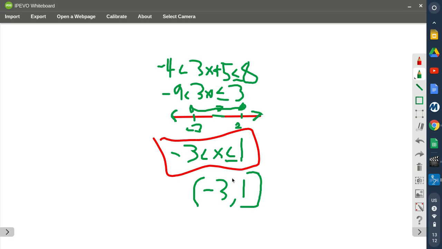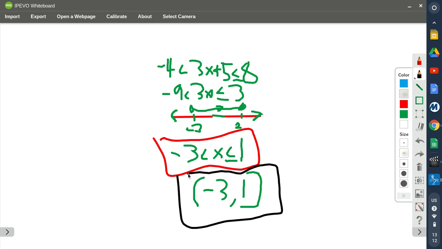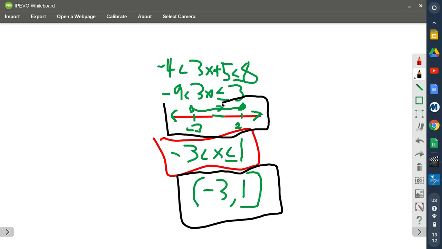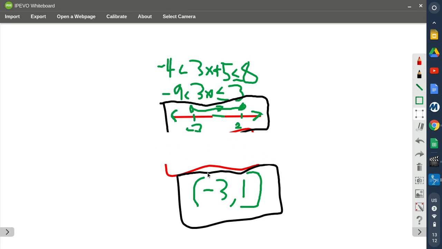So that is your interval notation and your number line. The black would be your answer for this problem. So that is your answer there.